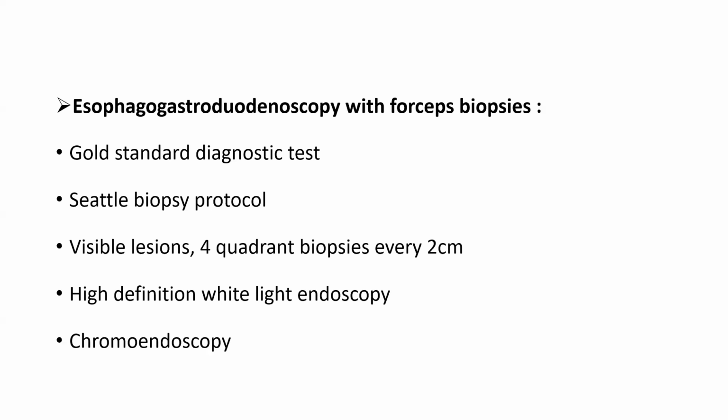High definition white light endoscopy and chromoendoscopy, like using topical acetic acid, methylene blue, and indigo carmine, increase sensitivity and specificity for identifying dysplasia and adenocarcinoma. And it is recommended that both white light and chromoendoscopy be used during endoscopy when biopsies are to be taken for suspected or previously diagnosed intestinal metaplasia.